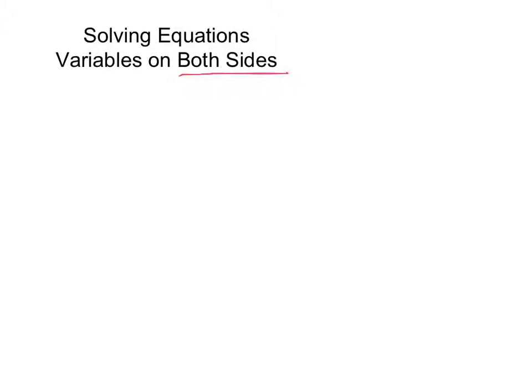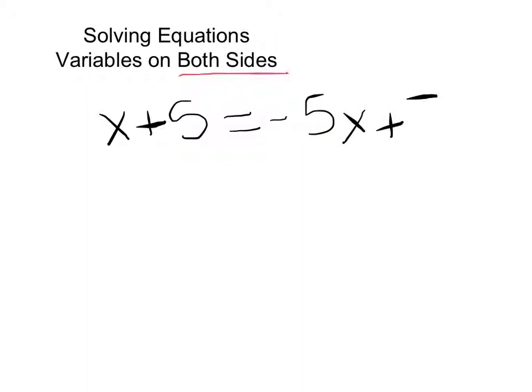So for example, you might have x plus 5, then equals, not just a number this time, but maybe negative 5x plus 7. Now, we can't do our do and undo chart yet, because we don't have all of our x's together on the same side of the equal sign. So what we're going to need is to move things.